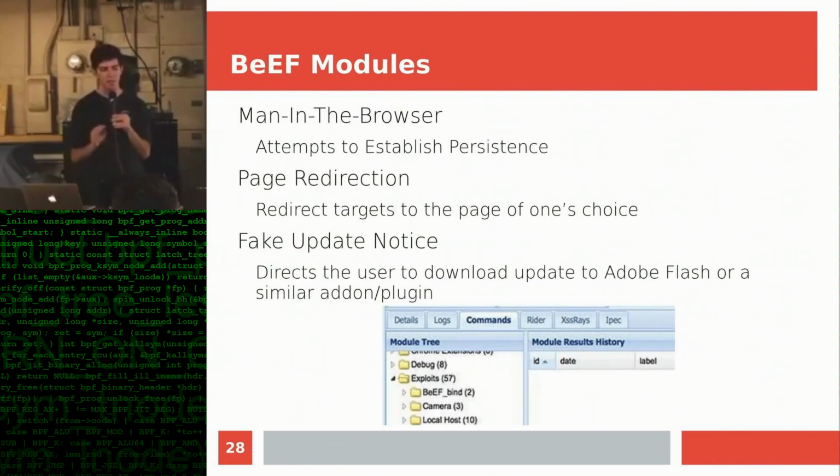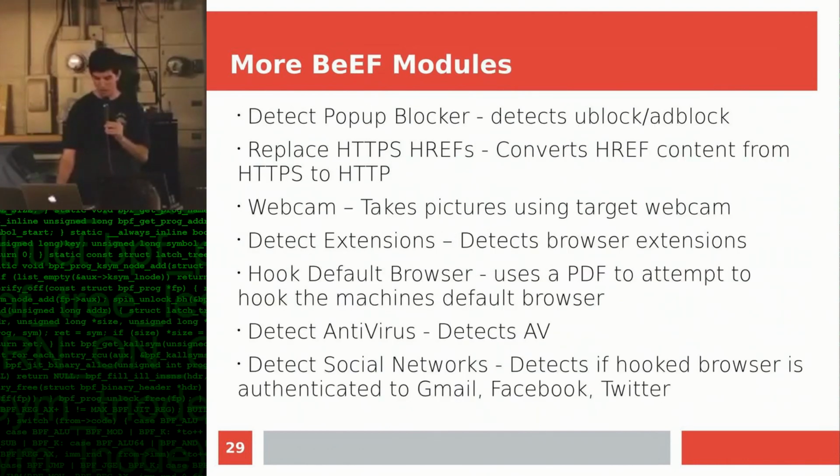We can try and establish persistence too, so even if they leave our page, we can continue to have their browser. We can redirect them at any time from one page to another. We can fake updates like Adobe Flash and get them to download something. We can send them to a fake phishing page. We can detect different things like pop-up blockers. We can take photos with their webcam if they allow it. We can detect antivirus. We can do a ton of things with JavaScript.